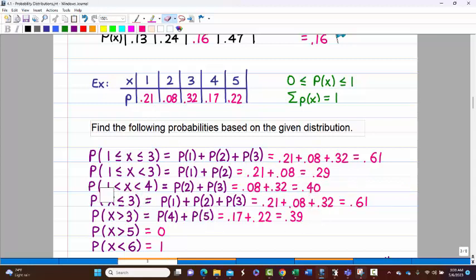Now the next one is between 1 and 4 and doesn't have an equal at either end, so we don't include 1 and we don't include 4, so that would just leave 2 and 3. So we add up the probabilities for 2 and 3 and get 0.40.